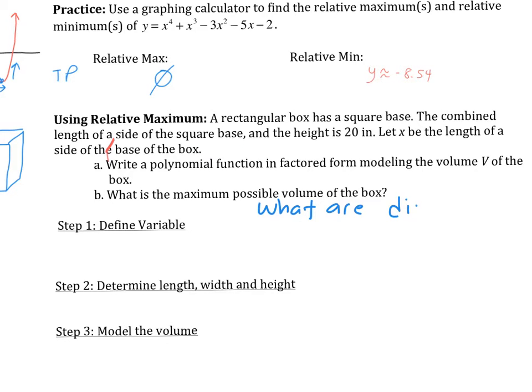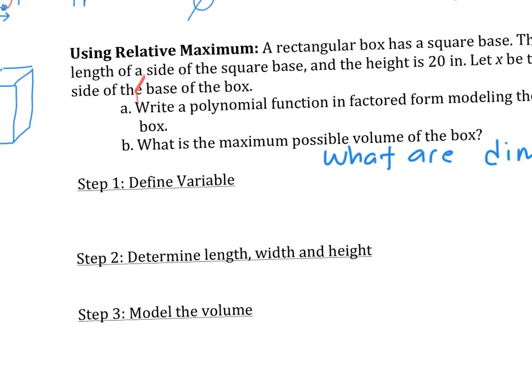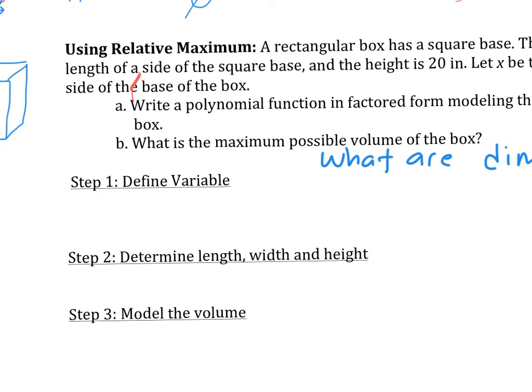What are the dimensions of the box? Okay, so let me just set it up and show you. First off, we're defining the variable. What does x mean? X means the length of the base. By the way, that also means it's the width of the base because it's a square. So we'll get to that in just a second.